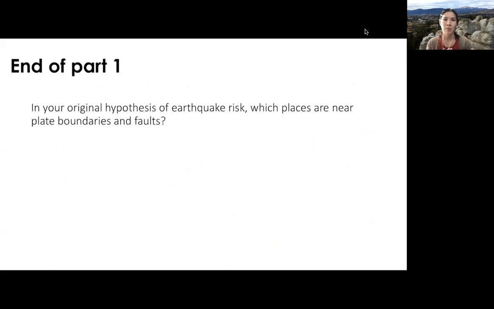But I would like you now, before you start with part two, to go back to your original hypothesis, where you came up with 3 to 5 places. I'd like you to now think about where those places are relative to plate boundaries and to faults. And no need to necessarily look this up. We're going to come back to this idea at the end of part two. But this is where we can start to categorize what is the hazard at each of these places.